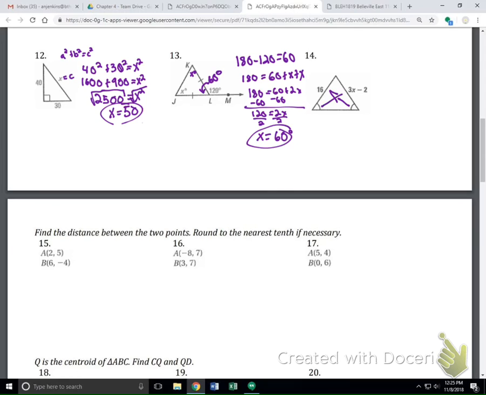Okay, our next one, again, we see that we have a triangle that has congruent angles, which means that the sides opposite of them are congruent. And so that means that 16 equals 3x minus 2. We're going to add 2, add 2. We get 18 equals 3x. We're going to divide by 3. X equals 6.